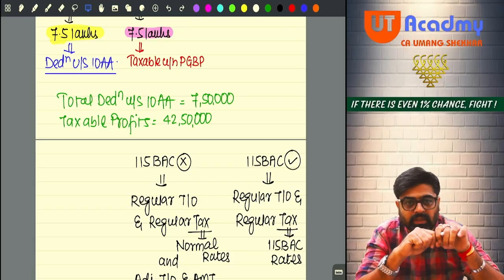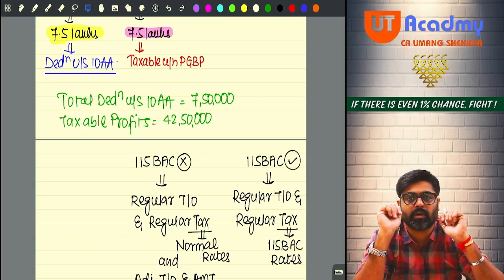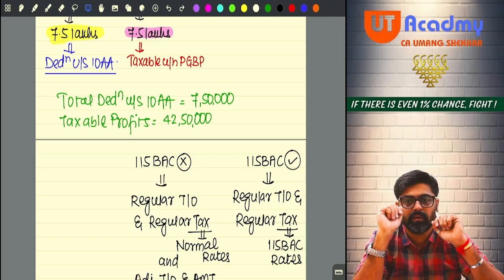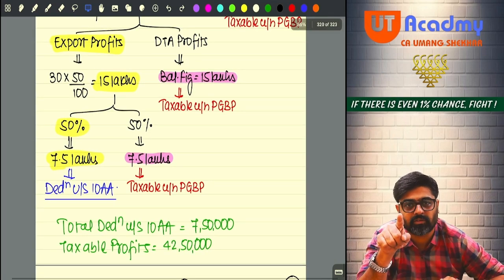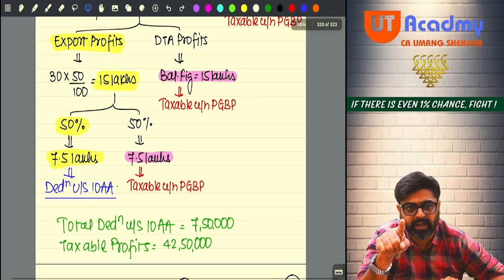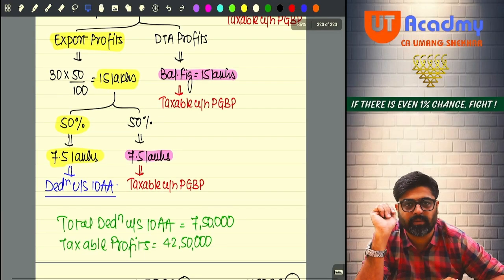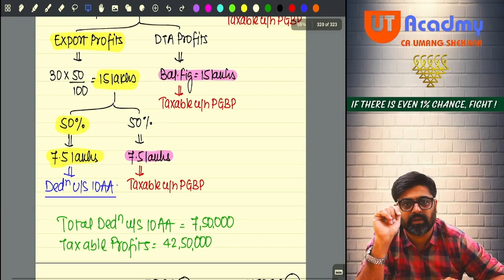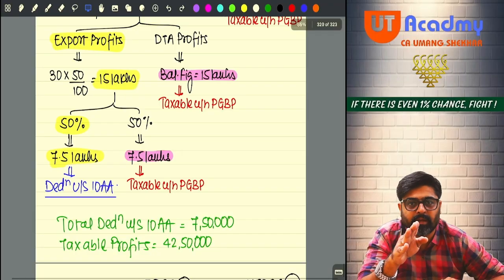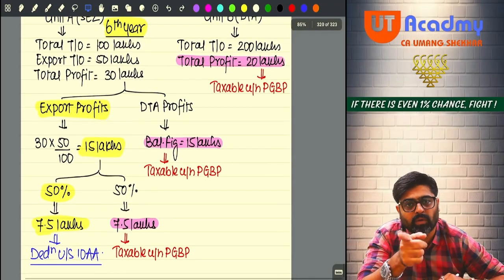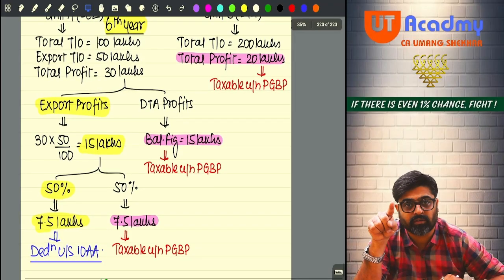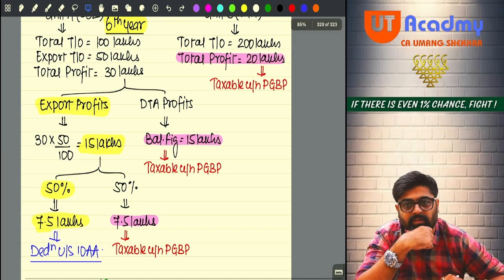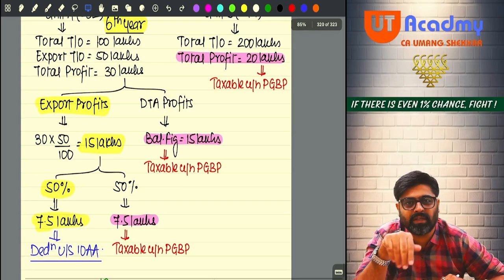Just imagine this was the 6th year. For example, if it was your first year, second year, 5th year, then the entire export profits, out of 30, 15 lakhs, the entire export profits would have been exempted, would have been allowed as a deduction. And only the DTA profits of 15 lakhs and that 20, only 35 lakhs would have been taxed in your hands. Earning 50 lakh profits but paying tax only on 35 lakhs. So this is the magic of these sections.